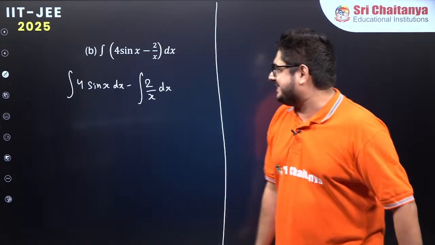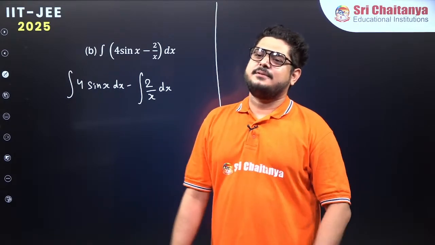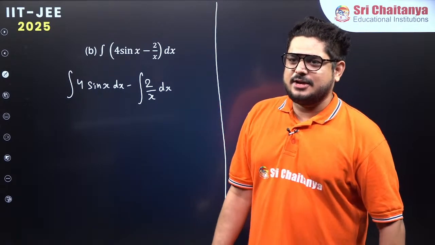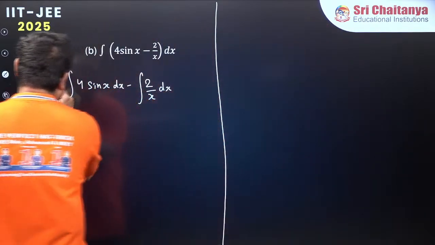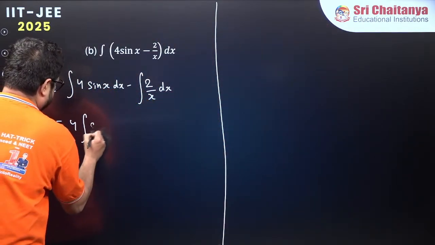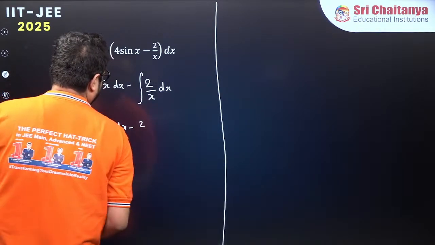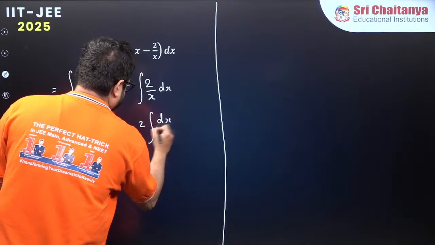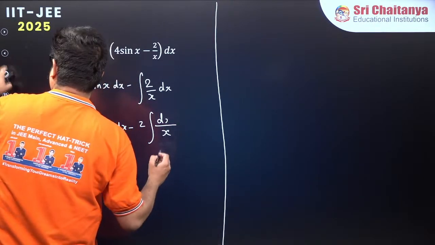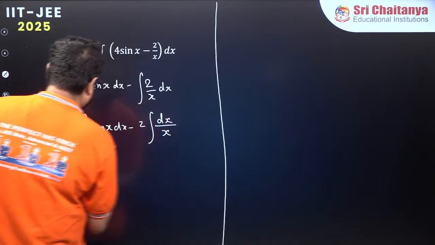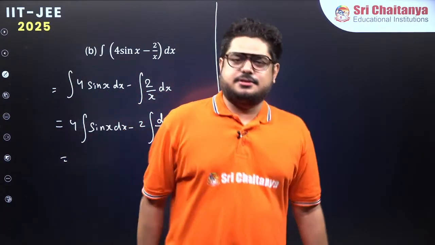Integration of 4 sin x dx minus integral of 2 by x dx, isn't it? Yes or no, everyone? So as a result of that, I can say that 4 can be taken outside the integral. 4 integration of sin x dx minus 2 can be taken outside the integral symbol, dx by x, isn't it? Yes. So as a result of that, what I will be getting? Integration of 4 integral of sin x dx.